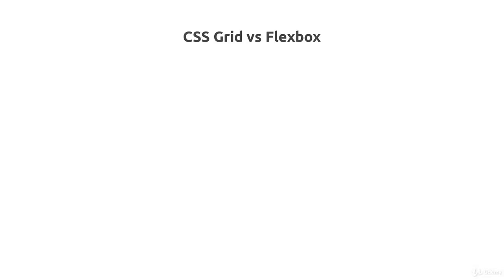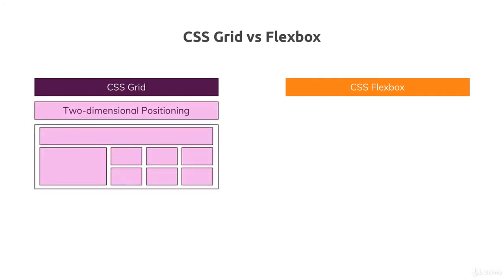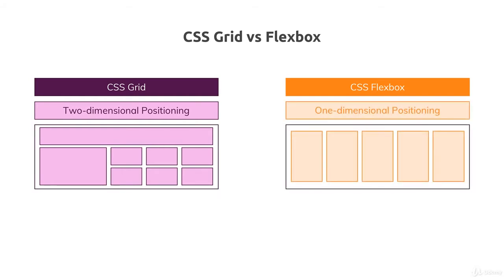Now with all that time spent on the grid and its many properties, let me compare the grid to Flexbox. When should you use which? Let's first of all understand the key difference between the CSS grid and CSS Flexbox. The grid is all about two-dimensional positioning. You have rows and columns. That's what it's all about. That is what we used all the time. Flexbox is one-dimensional. In Flexbox, you don't have rows and columns.